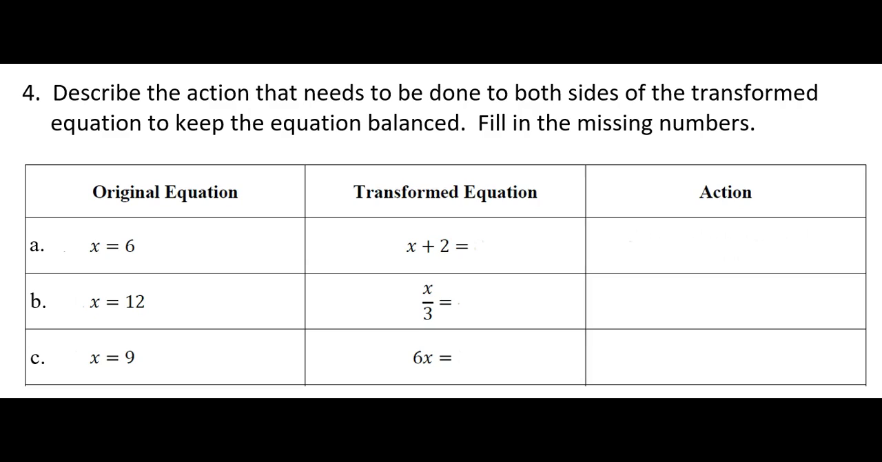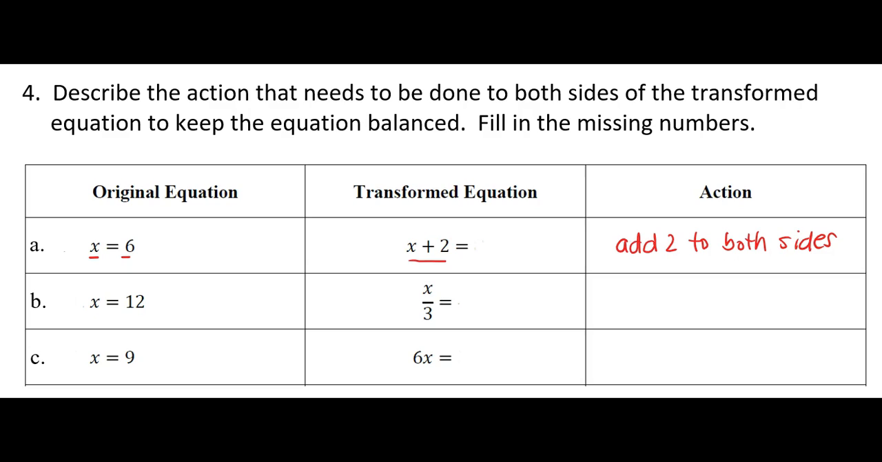In this section, I've started with a balanced equation, and I've changed one side of the equation. I'm going to describe the action that I did to change that side, and now to keep it balanced, I'll have to change the other side in the same way. We started with x equals 6. Now we have x plus 2 on the left-hand side of the equal sign. That means that I need to add 2 to both sides to keep it balanced.